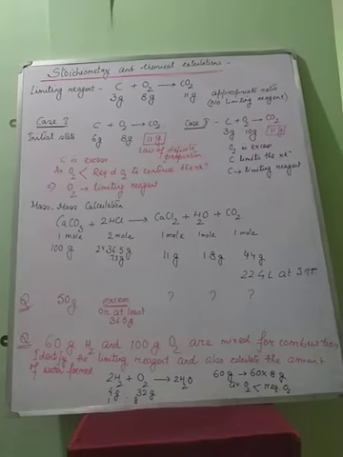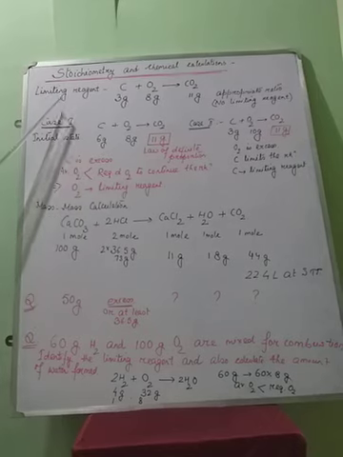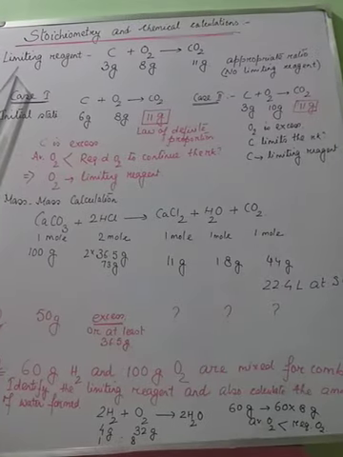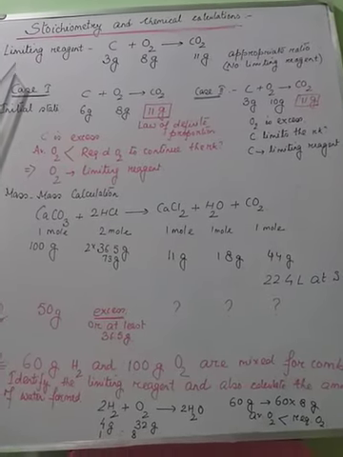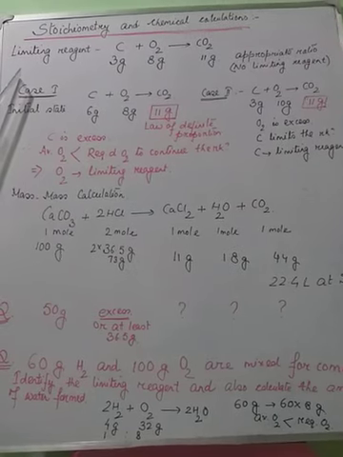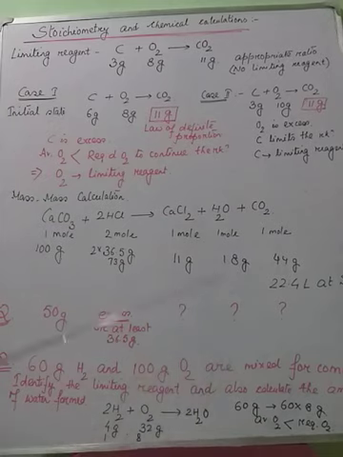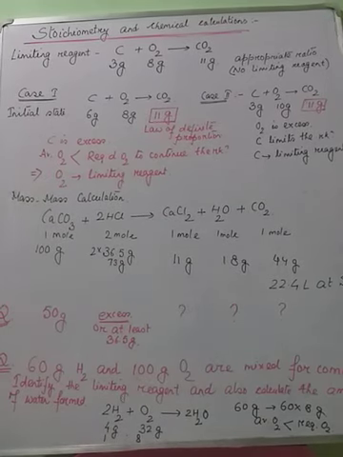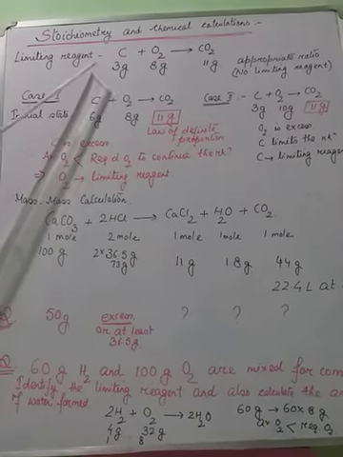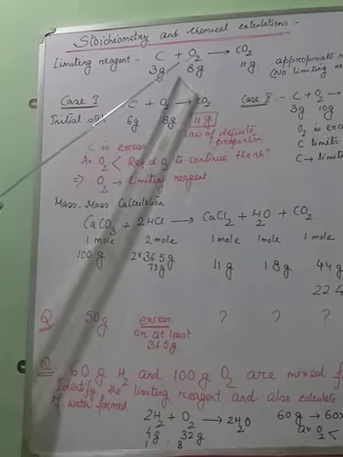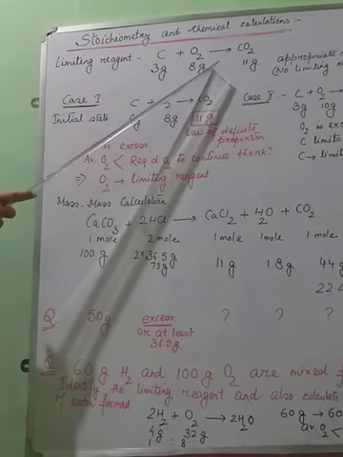Now the first new thing we have to know is the limiting reagent. When do we say that the condition of limiting reagent would prevail, and when will we not have that limiting reagent? Now here I have given the most simple example of carbon and oxygen giving carbon dioxide.